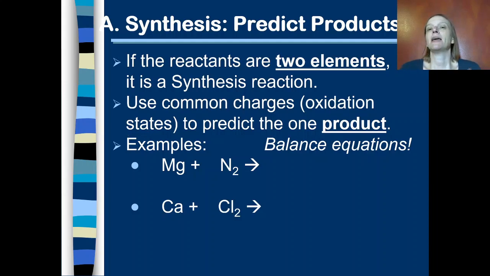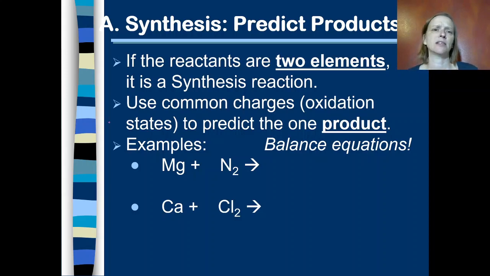Okay, so we know what a synthesis reaction is. Synthesis just means to make something. We're making a single compound. How do we predict products if we're just given half of a chemical equation? If the reactants are two elements, and I'm asking you to predict the products in Chem 1, then you can be sure that it's a synthesis reaction. You would use the common ion charges, the oxidation states, to predict the one product that the substances will form.